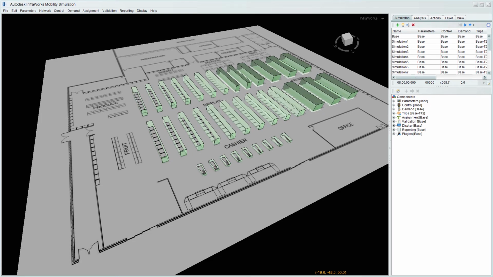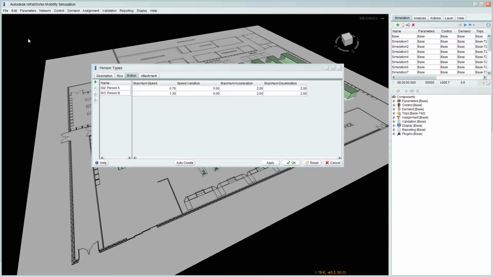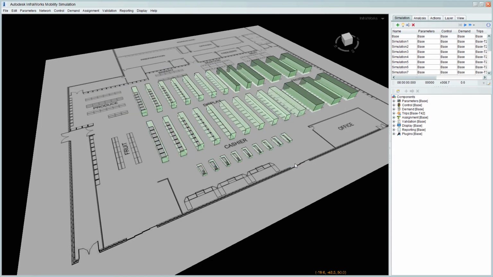Okay, so let's see what might happen if we were just to employ physical distancing and no other measures. If we go up to parameters and people, and go to the size tab, you'll see that I've increased the amount of space required around each particular person. So as much as possible, this will be maintained. There may be certain circumstances where it isn't possible, and we'll see in a moment what that is. Okay, so we'll say okay to that, and then we'll run the simulation and see what happens.